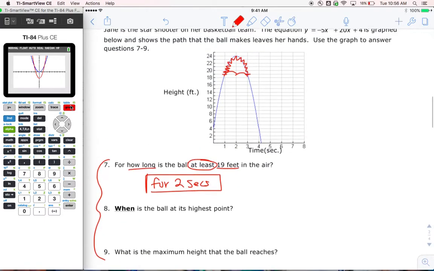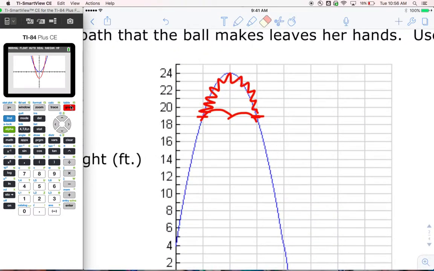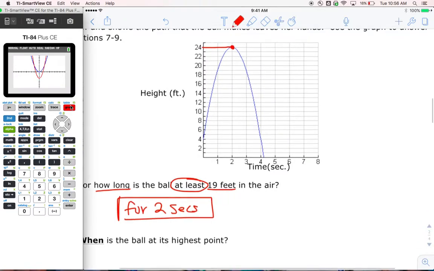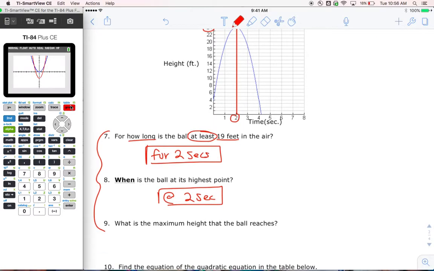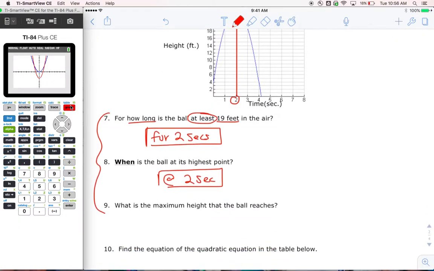Okay, question number 8. When is the ball at its highest point? Well, I think we can all agree that the highest point is right here. So its highest point is 24 feet. But that's not what this question asks. This question asks, when does that happen? All right, so it looks like that happens at 2 seconds. And what is the maximum height the ball reaches? Yeah, we just circled that. That was 24 feet. So this question, you're figuring out how long it's a certain height. And these 2 questions, you're using the vertex.